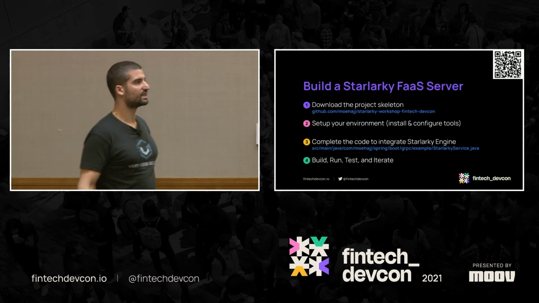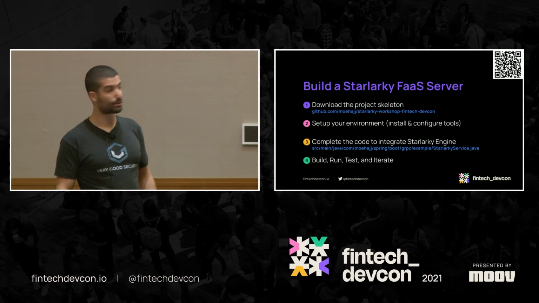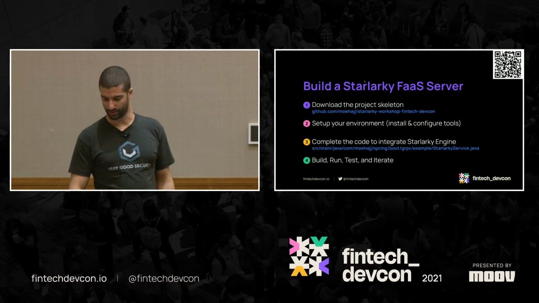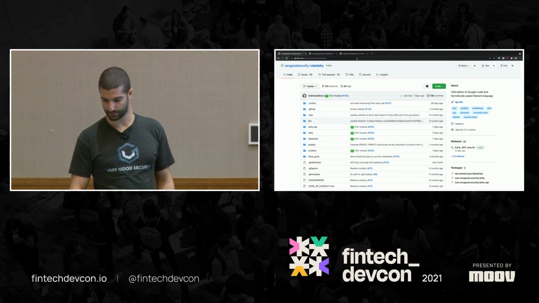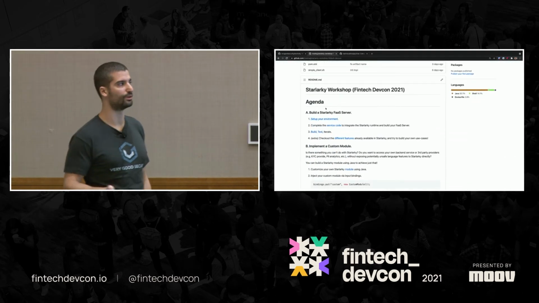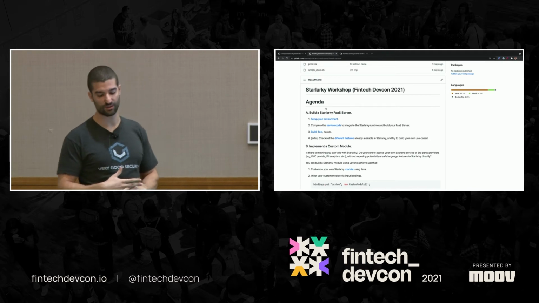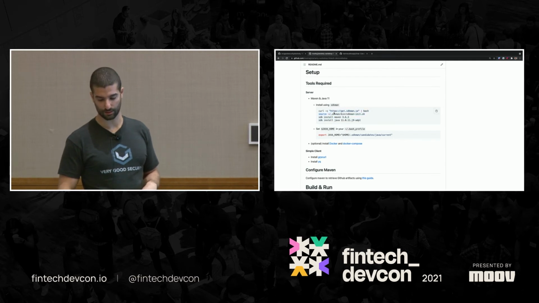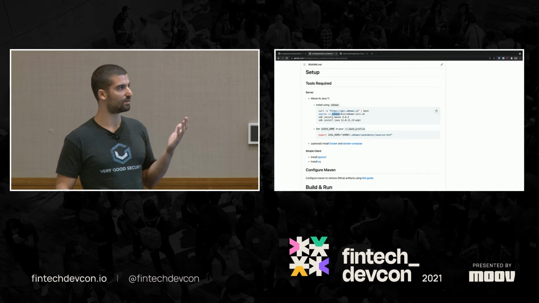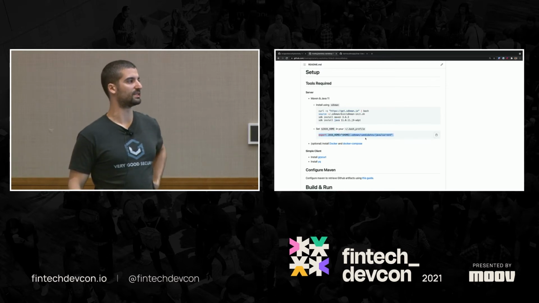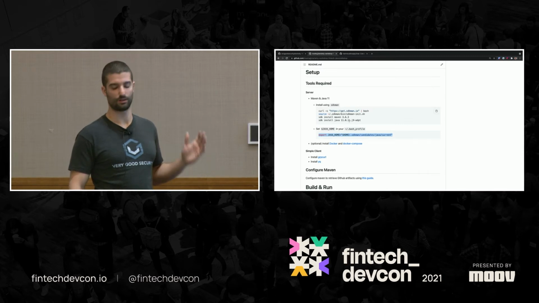All right, so building a Starlarky function as a service. So that's the QR code for the project skeleton, and that's the link if you prefer. I have it opened right here, and I can walk through the agenda. The first thing we want to do is set up the environment. We are using Java here, and the project skeleton is using Maven. So that's really all you need. SDKMAN is an all-in-one tool, so you can install Maven and Java, and then just set your Java home to the SDKMAN current Java installation, and you're done.